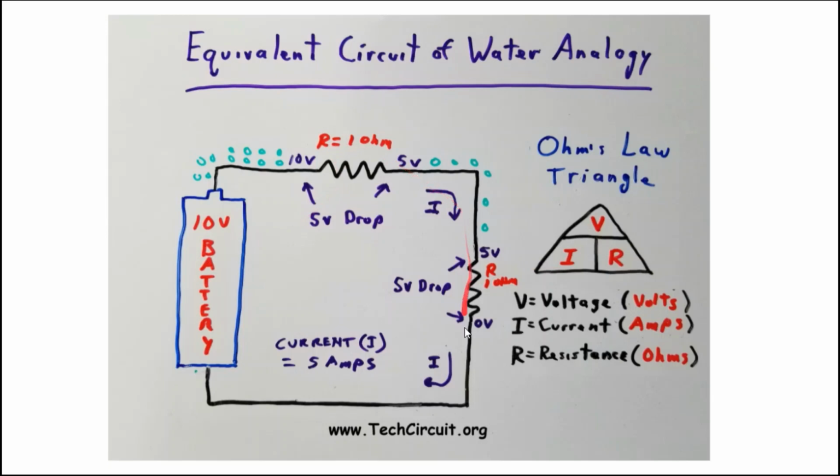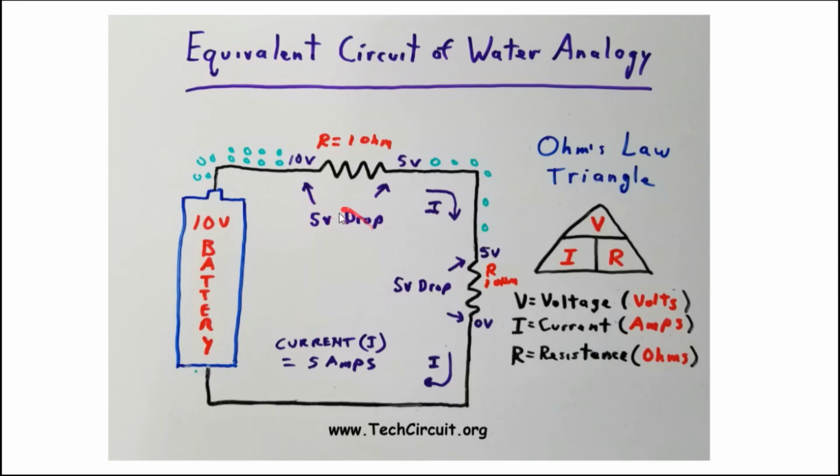But we know the total resistance is 2 ohms. We know the voltage, that's our supply voltage of 10 volts. So we take the 10 volts, divide that by 2 ohms, and that's going to give us 5 amps. Now, with that 5 amps, we can find out what the voltage drops are across each resistor, which is something that occurs all the time in electrical circuits.